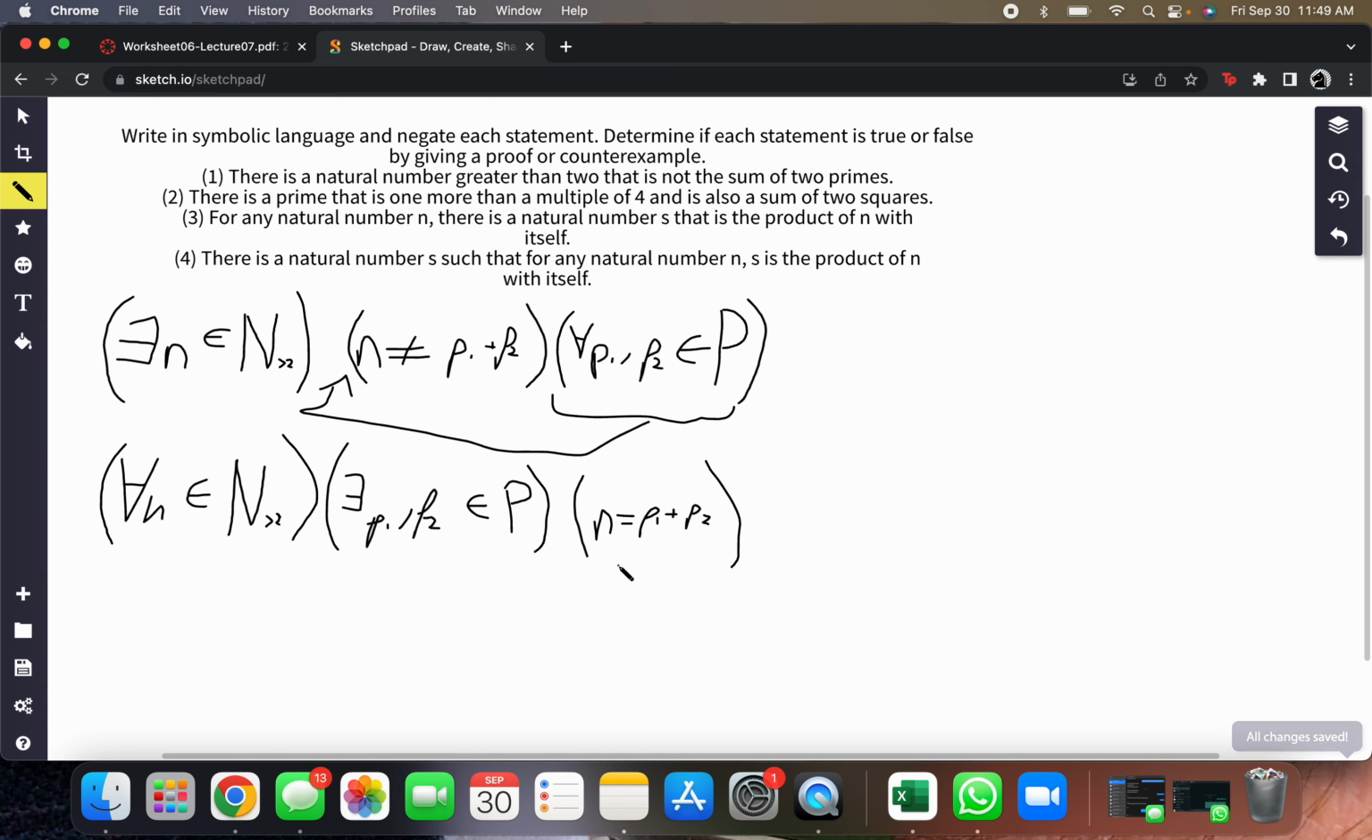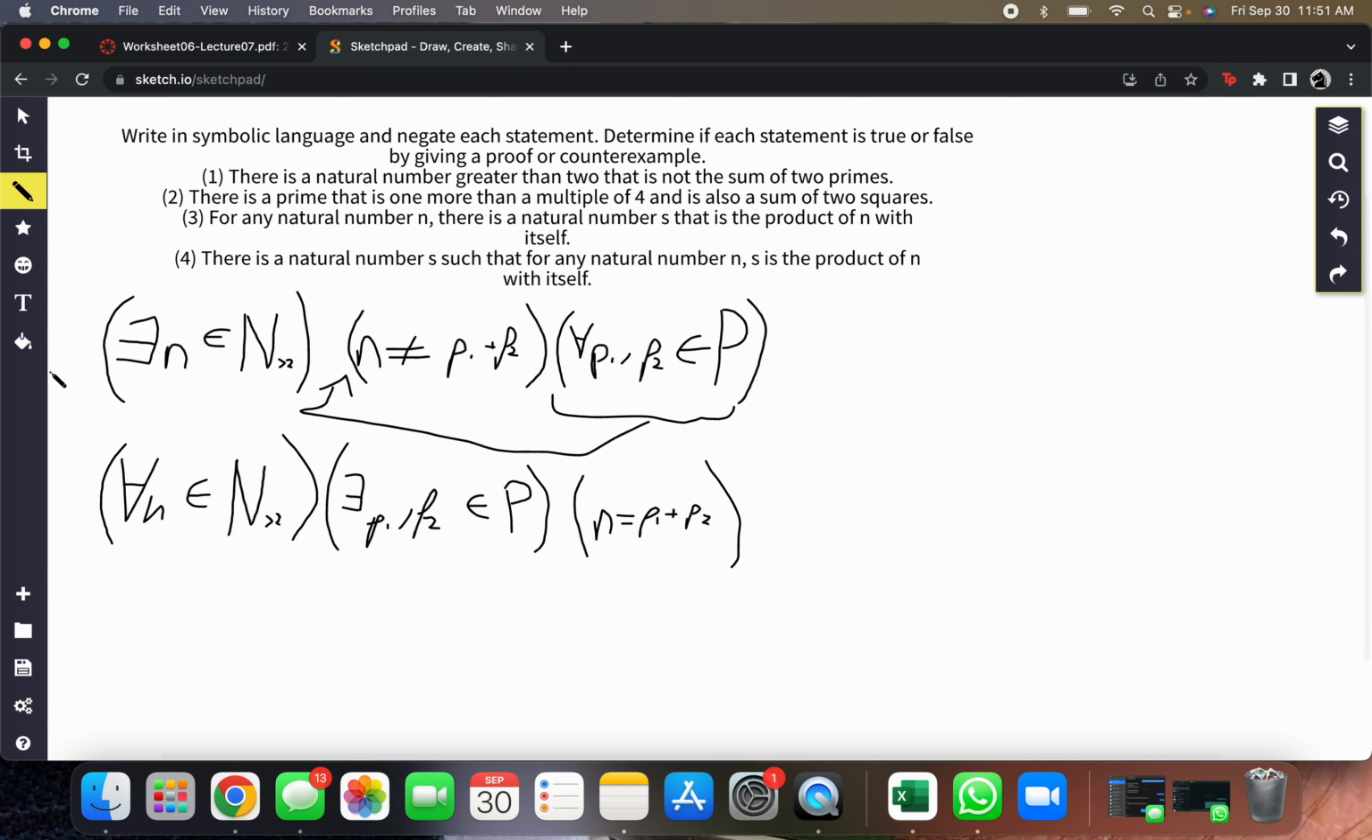And now we're going to talk about what this means, why this is a negation on an intuitive level. I think you could see how I flip signs. I flip this sign, I flip that sign, I made the not equal to an equal. Now let's talk about what this means. This means that for every natural number bigger than 2, so basically every number from 3 to infinity, there exist specific primes that add up to that number.